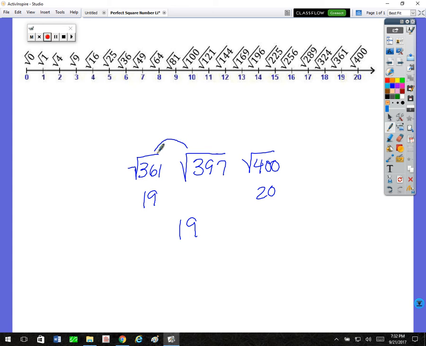So if we go right here, we have 397 minus 361. That's a pretty big number. Let's go over here and do the math. 397 minus 361, that'll be a 6, that'll be a 3.